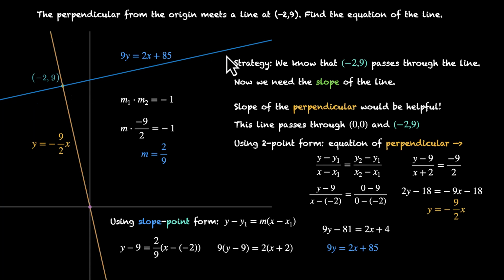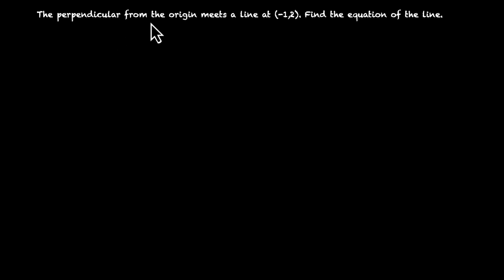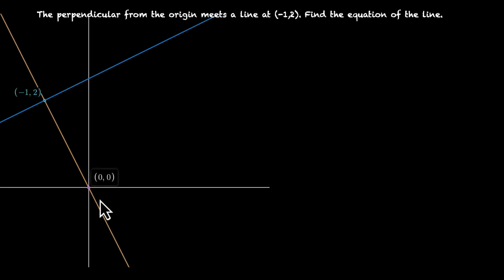Let's solve one more. The perpendicular from the origin meets a line at -1, 2. Find the equation of the line. It's very similar to the previous one. Pause the video, try this on your own. Okay, let's solve this together. We have the origin, we have the point -1, 2. This is the perpendicular, this is the foot of the perpendicular, and this is the line that we need, the blue line. So -1, 2 passes through the line, so we have a point.